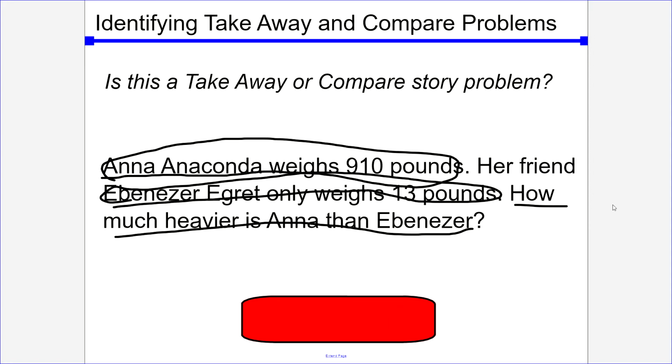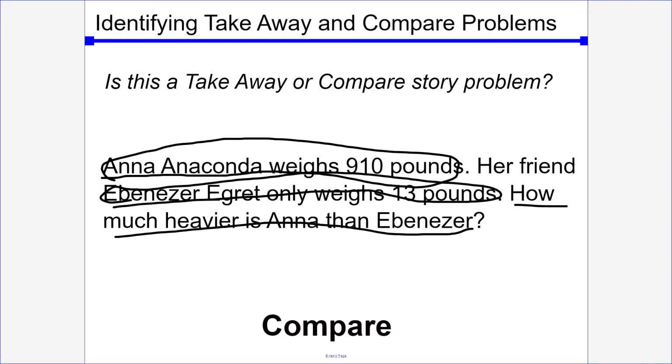This is a compare problem because there are two amounts, Anna's weight and Ebenezer's weight, and they're being compared when it asks us how much heavier is Anna than Ebenezer. Heavier is a compare word that shows we're comparing the weight of two things. If one thing is heavier, it weighs more, and the other thing has to weigh less. This is a compare problem because we're comparing the weights of the two animals.